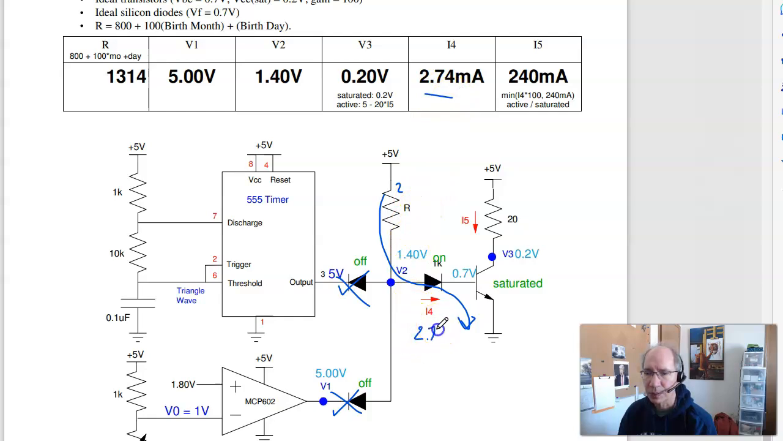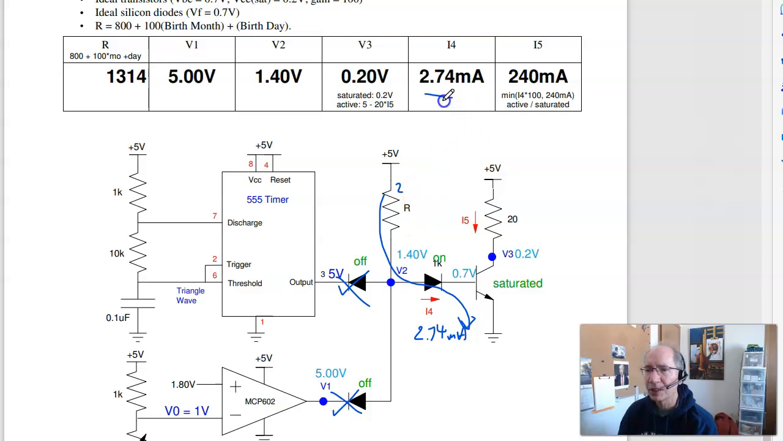2.74. That allows 274 milliamps to flow. I'm only trying to push 240. So take the smaller of the two. If the 240 wins, I'm saturated, and V3 is 0.2. For some people, this resistor was smaller, so that gives you more current.